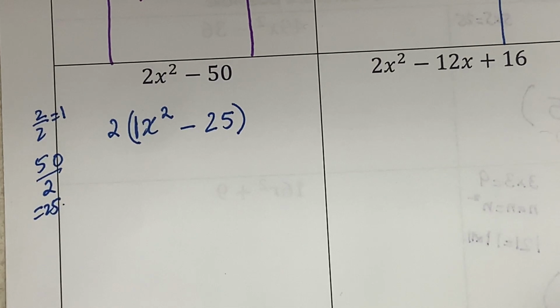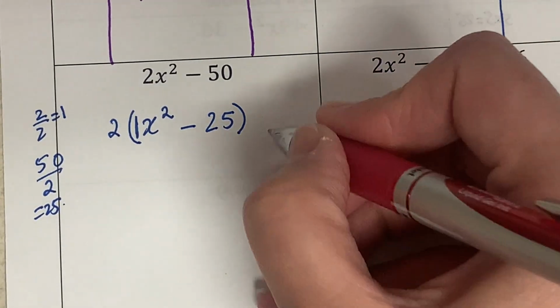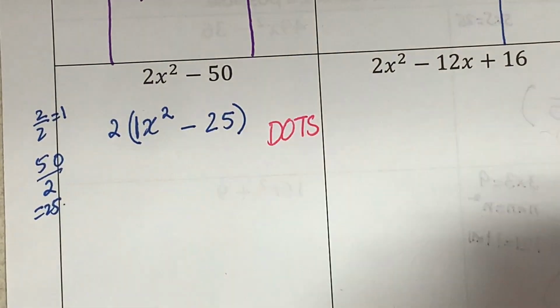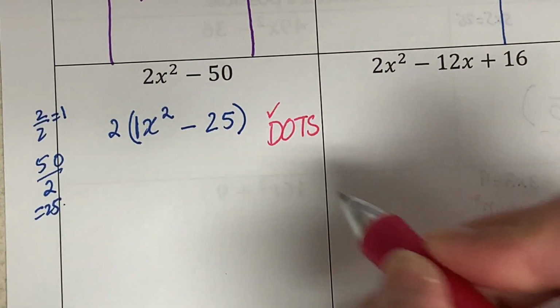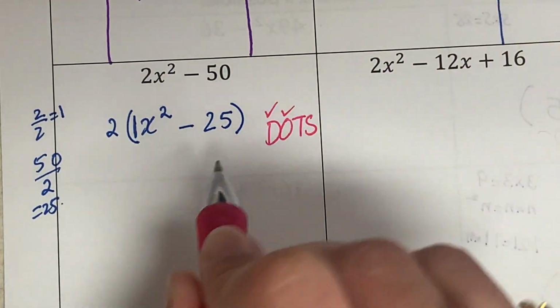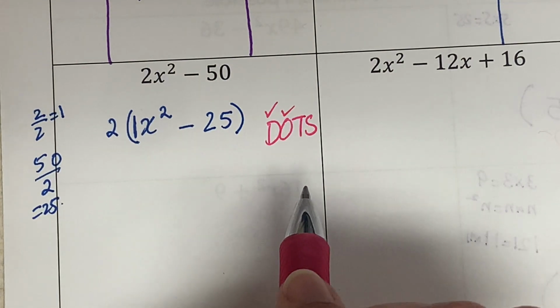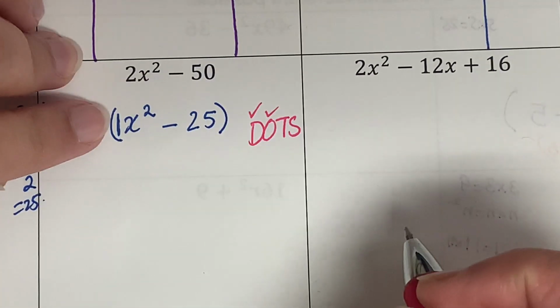After looking at this, I can see it's a binomial. It's not a trinomial. So I have to check whether I can apply the D.O.T.S method or not. So let's see. Does it have a difference? Yes. Of 2 terms? Yes, you have 2 terms. Are those 2 terms perfect squares? Let's check. Ignore that 2.